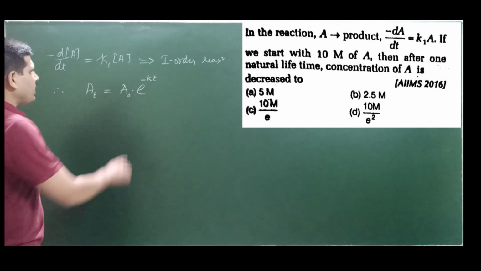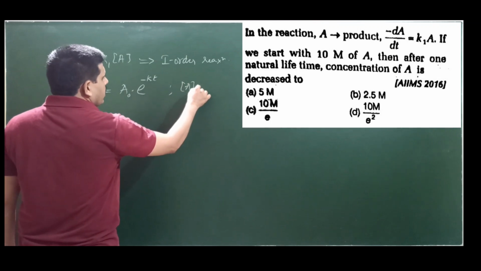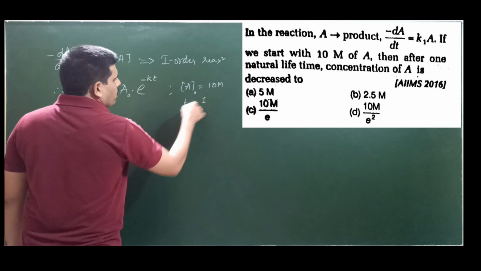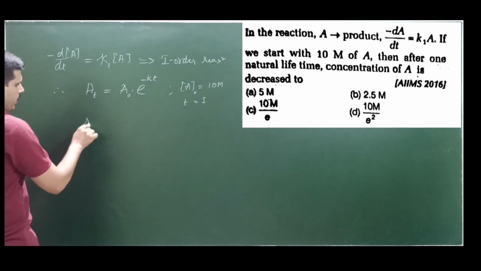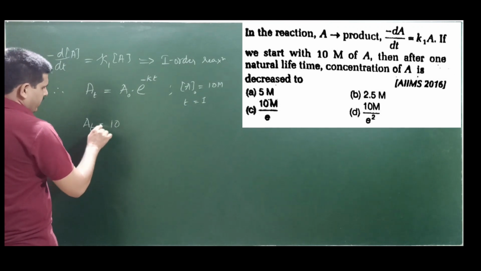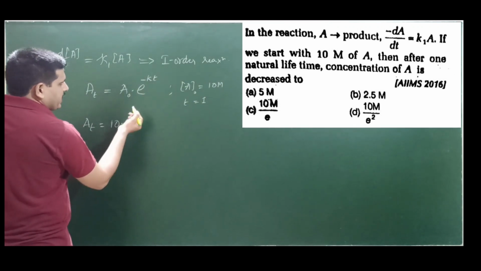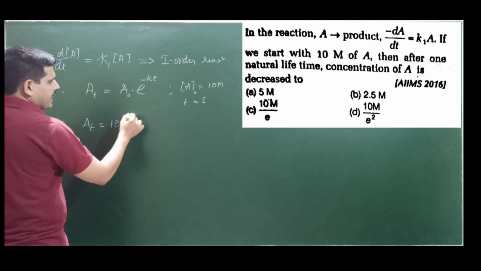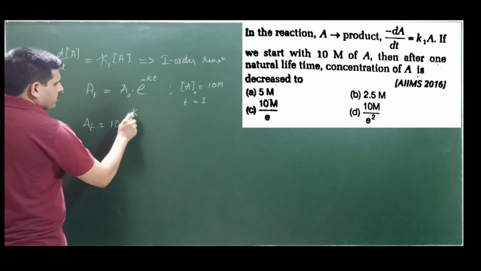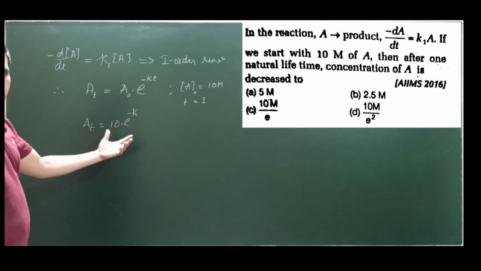Now, for one natural lifetime, it's given that the concentration of A at the beginning is equal to 10 molar and t is equal to 1. So if you substitute, what you will get? A t is equal to A naught, which is 10, into e to the power of minus k, since time is 1. But none of the options in the given question will match this.